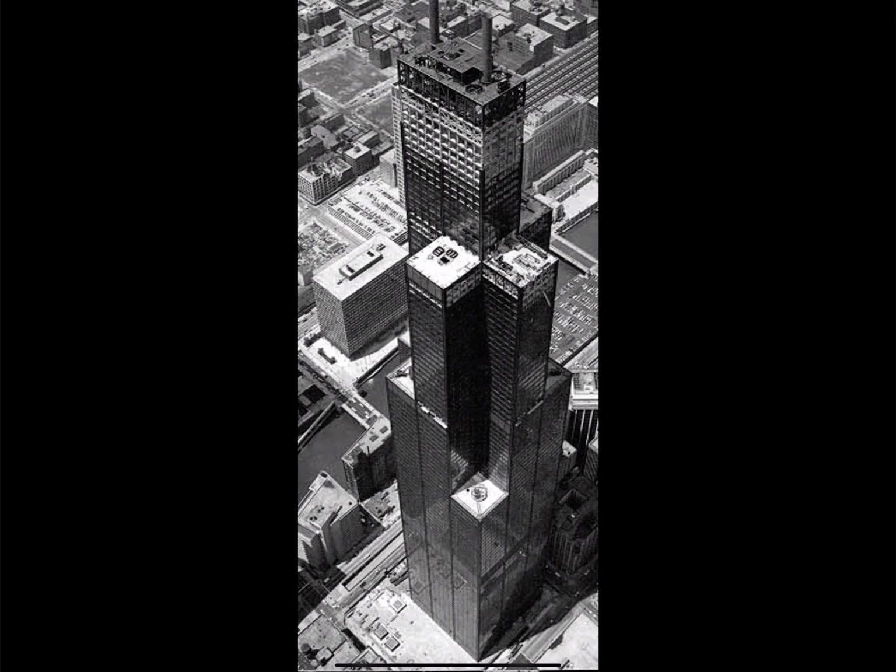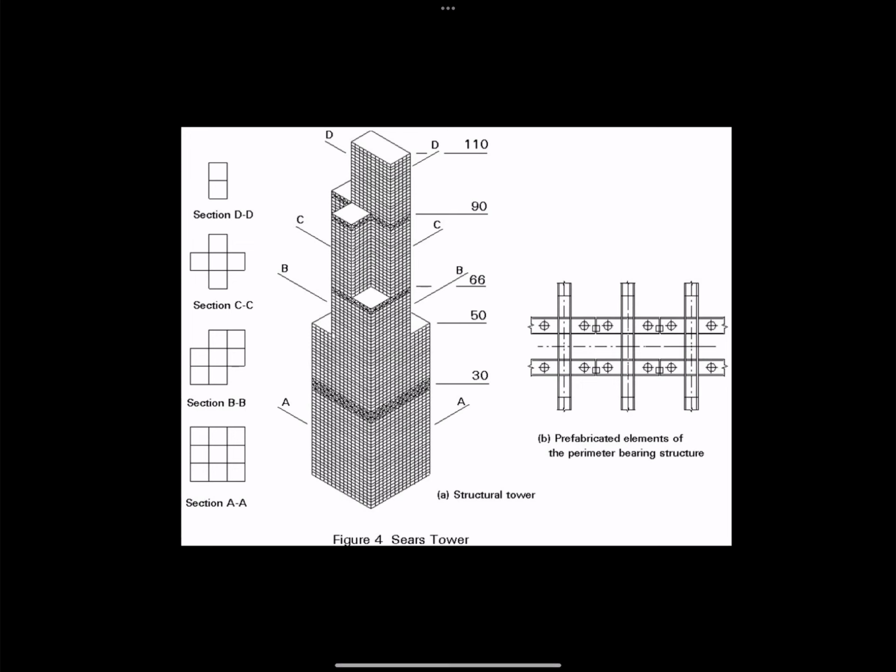in this image. So these drawings show that section AA is at ground level, where all 9 structural tubes, each one rigid in itself, and then the whole bundle is rigid around the perimeter. And then as you go up the building, tubes disappear until you have only 2 left at the top.